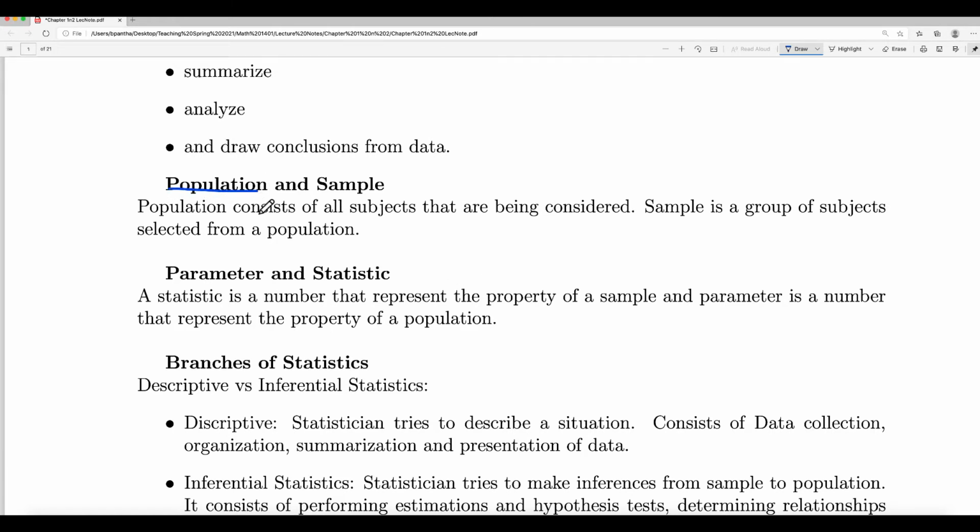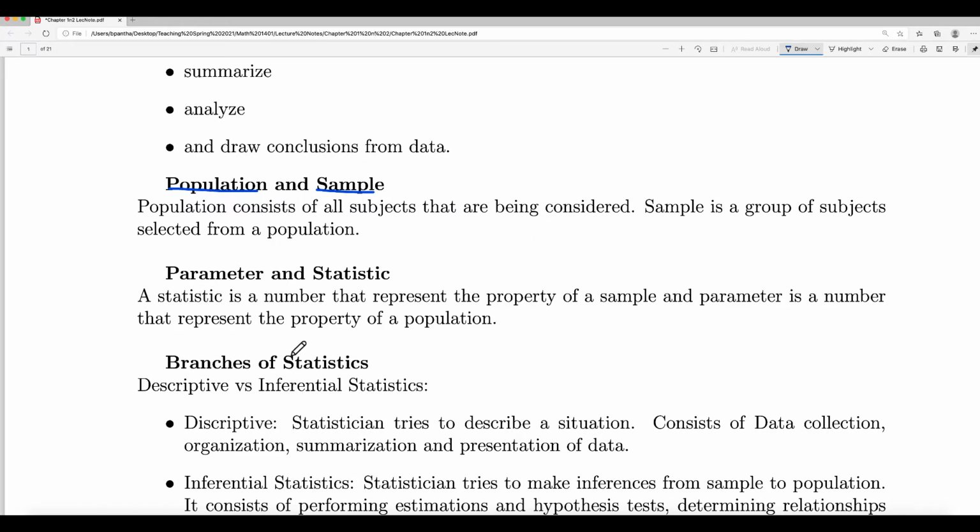But if, instead of going to each person, you take 10 people from one location, another 10 people from another location, another 10 people from another location that were sick from COVID-19 and record the age, that is the sample. Now the parameter and statistic.